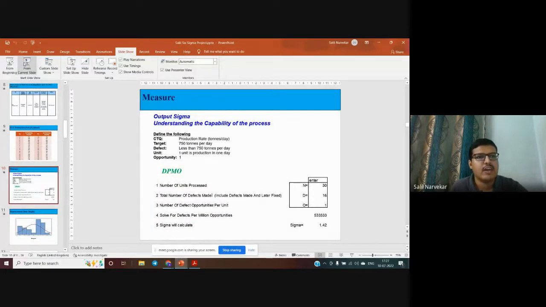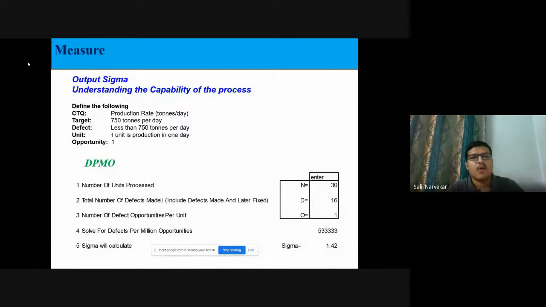So now that you have understood this, going ahead, let's look at DPMO in the context of the PET production. The number of units processed is 30. So basically, N is 30, the number of days which have been considered. Each day has been considered as 1 unit. As you can see here, 1 unit is production in 1 day. So the number of units processed is 30.